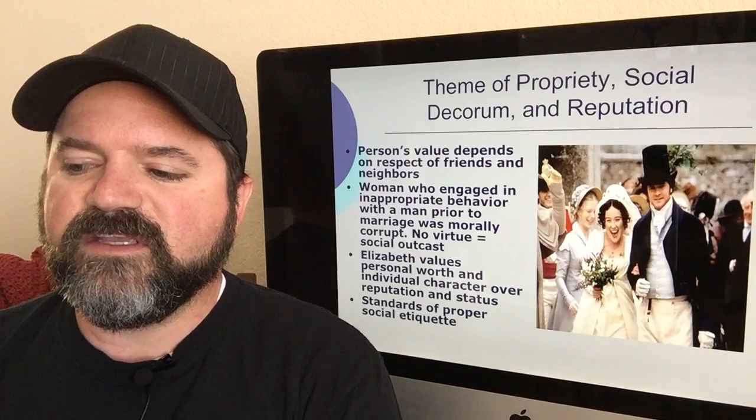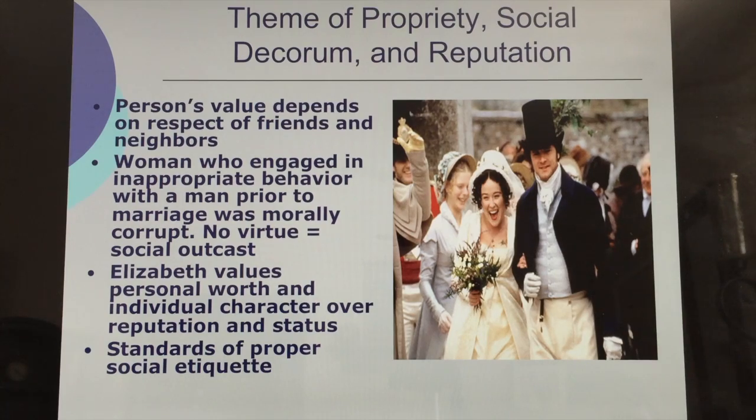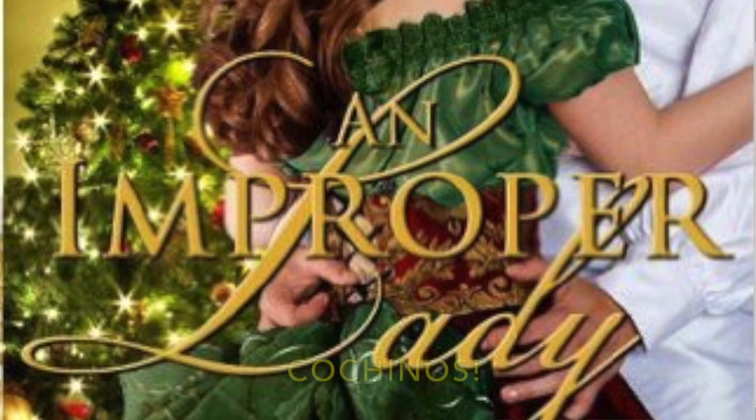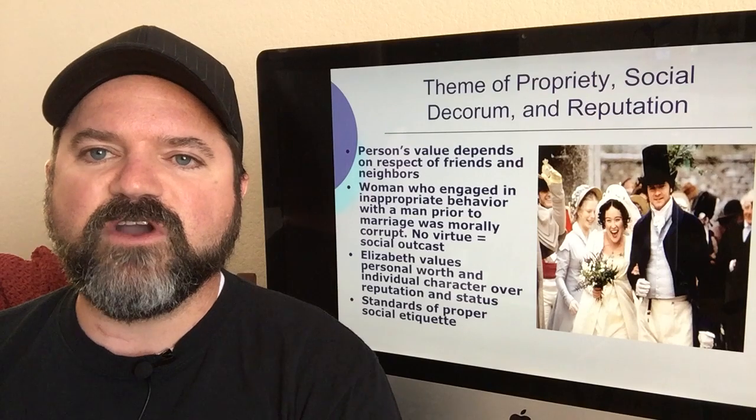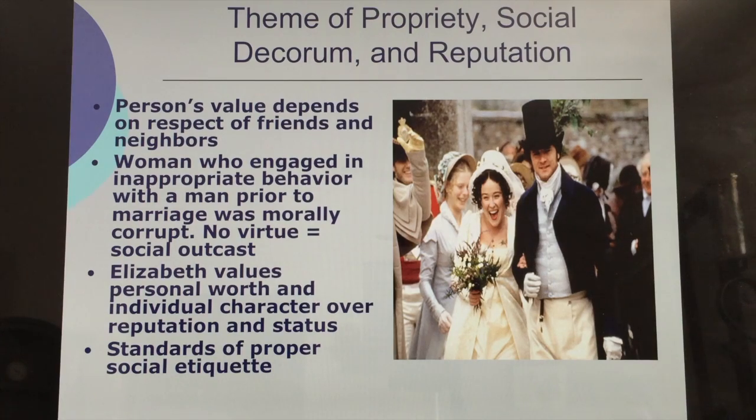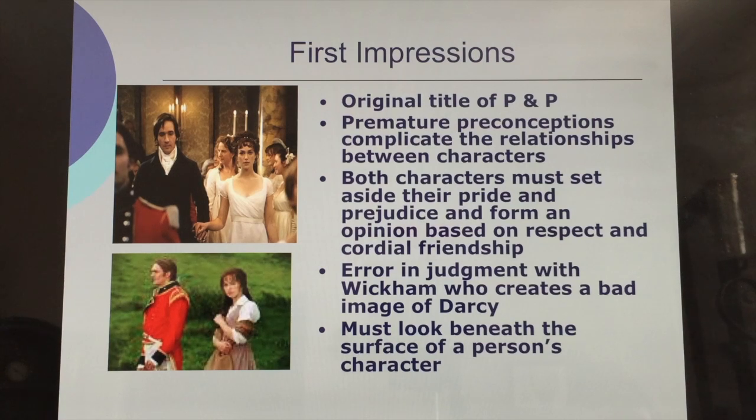Also, the ideas of propriety, social decorum, and reputation. If you didn't follow the social rules, people might see you as damaged goods. They might see you as not somebody who was appropriate to be married. Elizabeth herself is more independently minded, and she values her own personal worth and what she believes in over her reputation and status. This novel was called First Impressions when it was originally written.